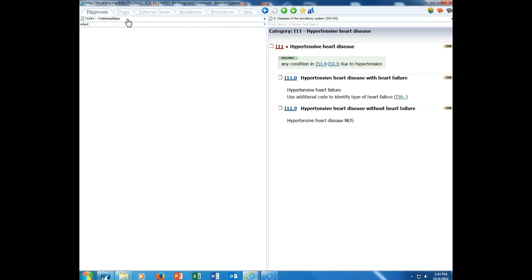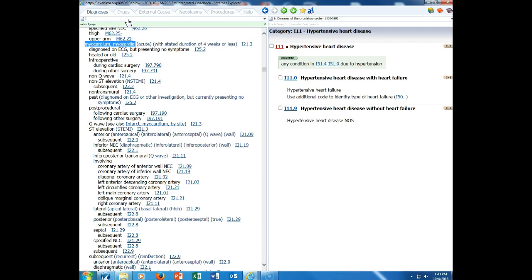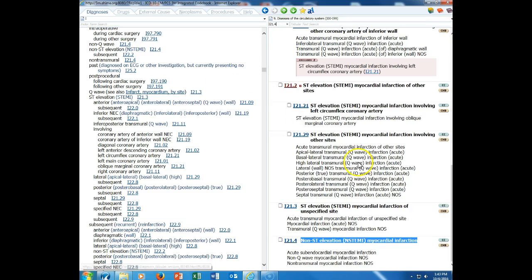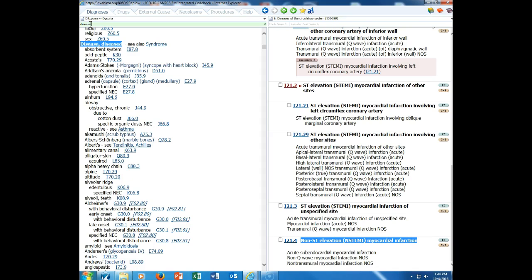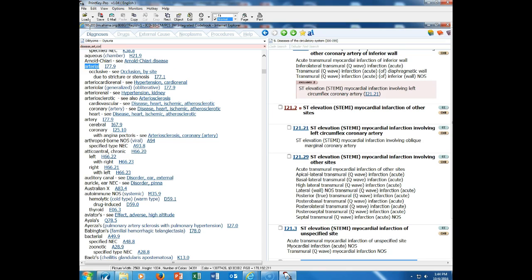So when we're coding the myocardial infarction, we can look up non-Q wave myocardial infarction, and that code is I21.4. Verify it in the tabular. Then we're looking up the coronary artery disease.